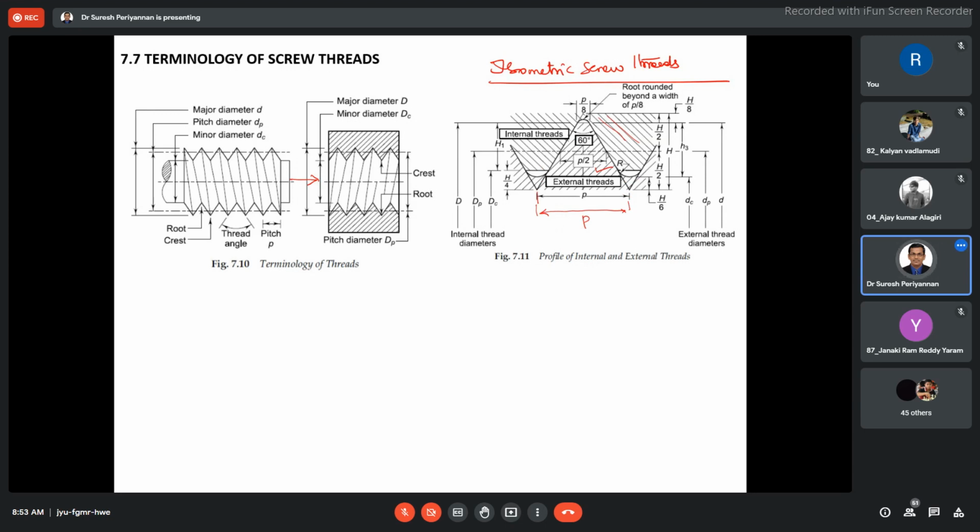Now, see here, we already discussed DC, DP. With respect to the internal thread, we are saying DC, capital DC. With respect to the internal thread, we are saying the pitch diameter, capital DP. We are saying this is the nominal diameter or major diameter. This is also called nominal diameter or major diameter. Similarly, the nominal diameter or major diameter of the external thread means small d.